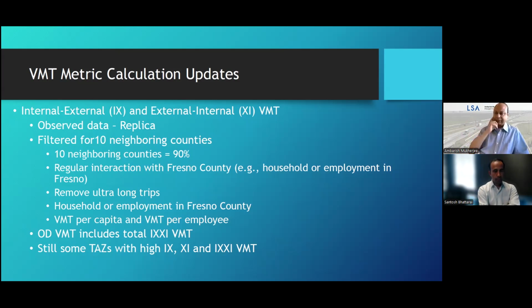But that's one of the major changes in this round of update: how the IXXI trips are being calculated, both for calculating the thresholds and the screening tool, as well as in the Excel spreadsheet, the updated version, obviously, and how that has been updated to account for this change in IXXI trips.